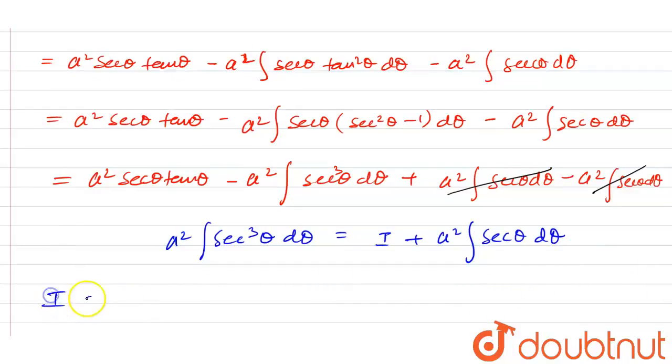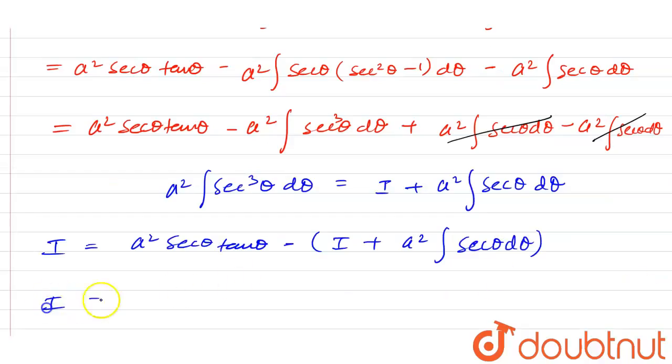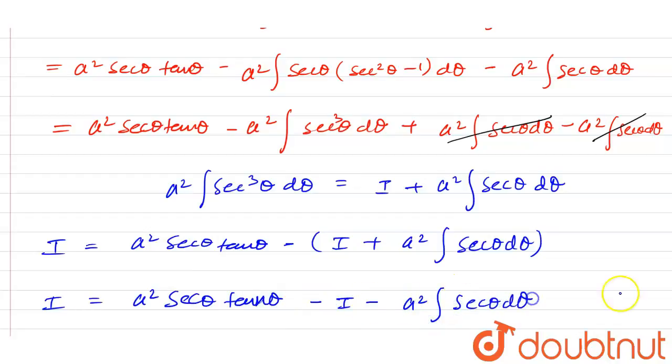So I is equals to a square sec theta tan theta. Now in place of minus a square sec cube theta integral we can write it as minus of I plus a square integral sec theta d theta. So from here we get I is equals to a square sec theta tan theta minus I minus a square integral sec theta d theta.